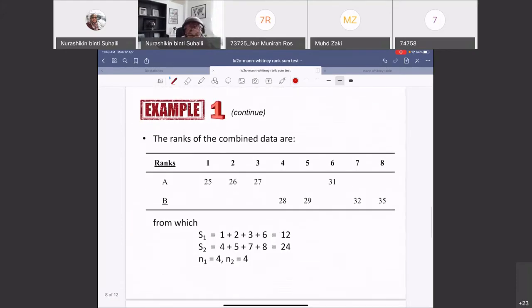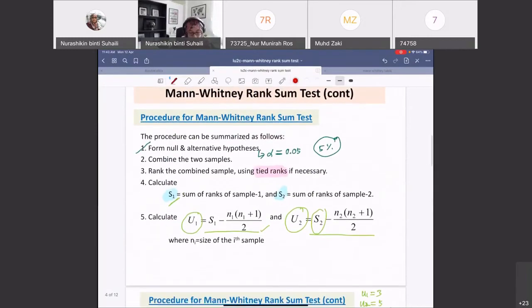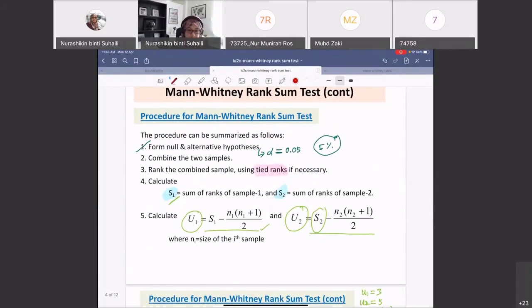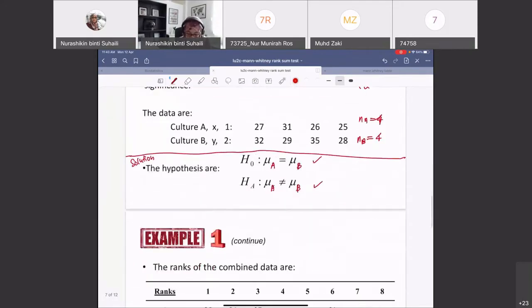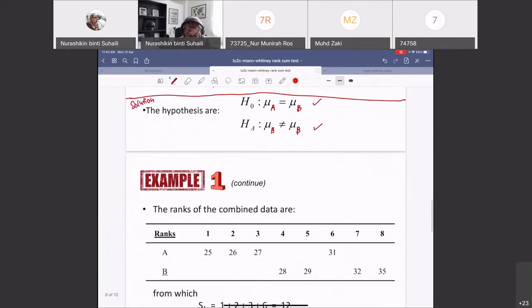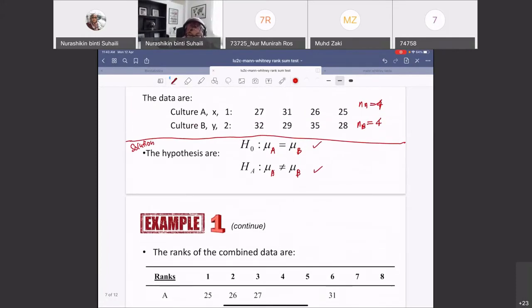And then, okay, let's have a look at the steps. We have to combine the two samples, and we have to rank the combined samples and use tied ranks if necessary, if it is needed. It's not actually in all cases we need tied ranks. Okay, let's have a look at the data. We combine the data, which means that when you rank, you just combine data A and B, right?